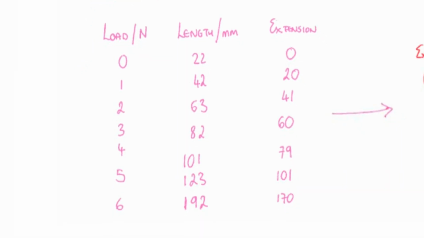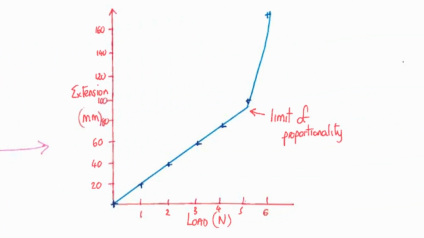When you do this experiment, you'll get a table of results like that. And if you plot it in a graph, you get a lovely shape like this. It's a fantastic straight line for most of the part, for 1, 2, 3, 4, 5 newtons, lovely straight line. And when you take the weight off, it goes back to its original length. But after 5 newtons, if you notice, it suddenly starts behaving strangely.